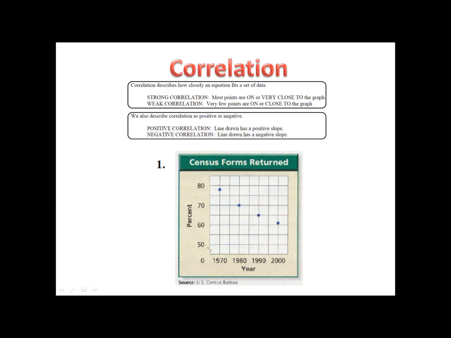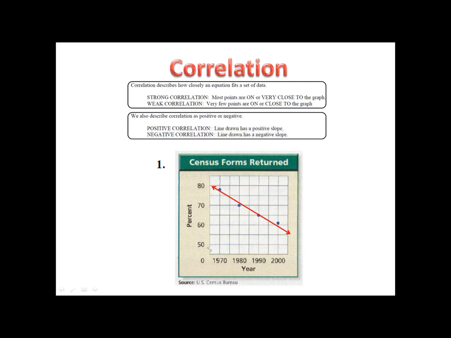The scatter plot that you see on the screen starts with 1970. In 1970, almost 80% of people returned the census form. In 1980, about 70% did, about 65 in 1990, and just slightly over 60% in the year 2000. Let's see if there's a relationship here. Notice what we've done is we've constructed a line that fits through the data points. Some of the points are below, some of the points are above, but it fits the information pretty well.